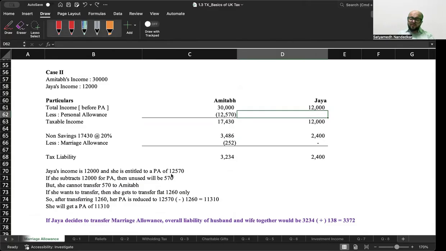You cannot transfer any amount apart from 1260. The only transfer you are allowed to make is 1260. Okay, 1260 of personal allowance can be transferred. How much was she entitled to? She was entitled to 12,570. Out of that, 1260 she is transferring to the husband.